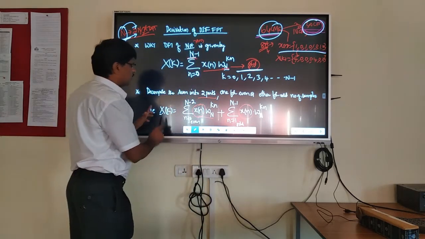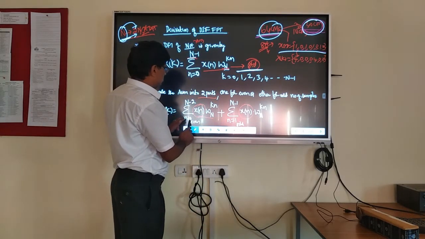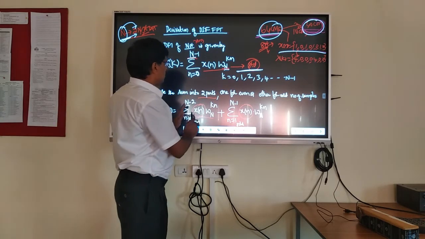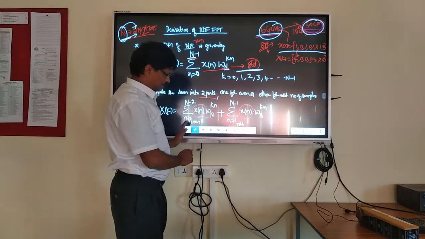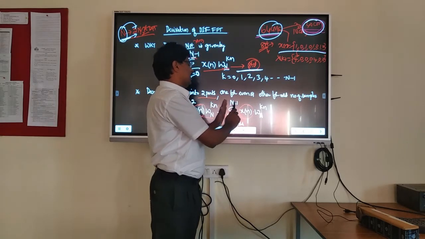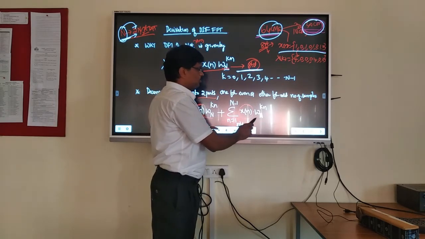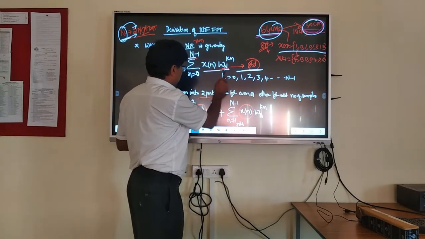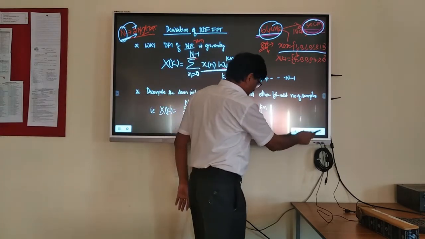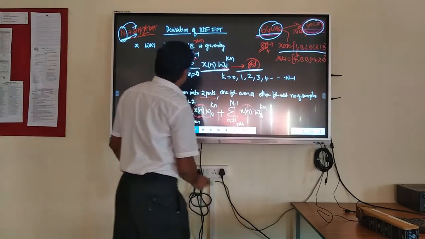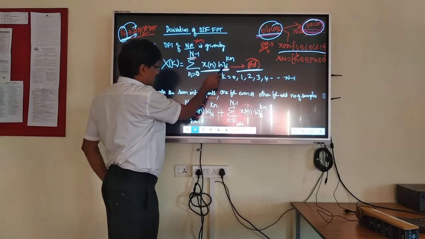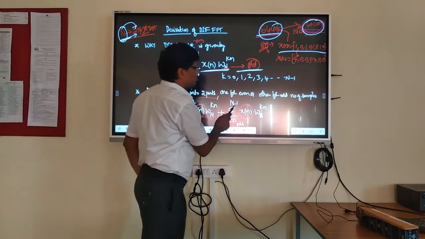For example, X of k is equal to the summation, n is even, let's say 0, 2, 4, up to N minus 2, x of n W_N^nk, plus the summation over the odd sequence, n equal to 1, 3, 5, 7, up to N minus 1, x of n into W_N to the power nk. This is the second part. Now, I told you the N-point should be divided into N by 2. That means I want N by 2 points here and N by 2 here instead of N points.